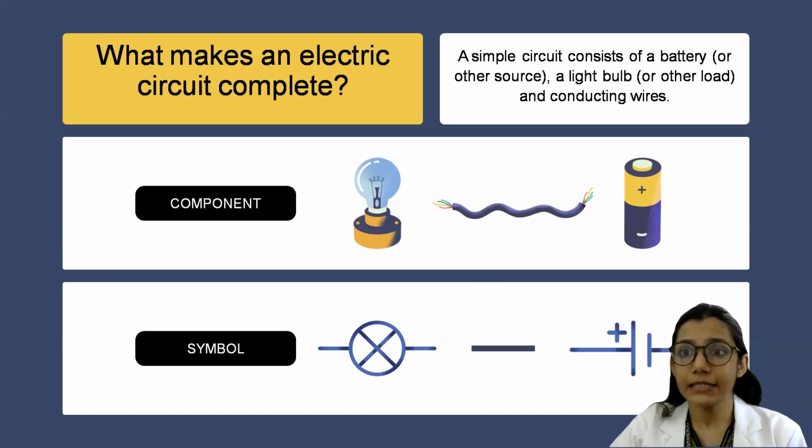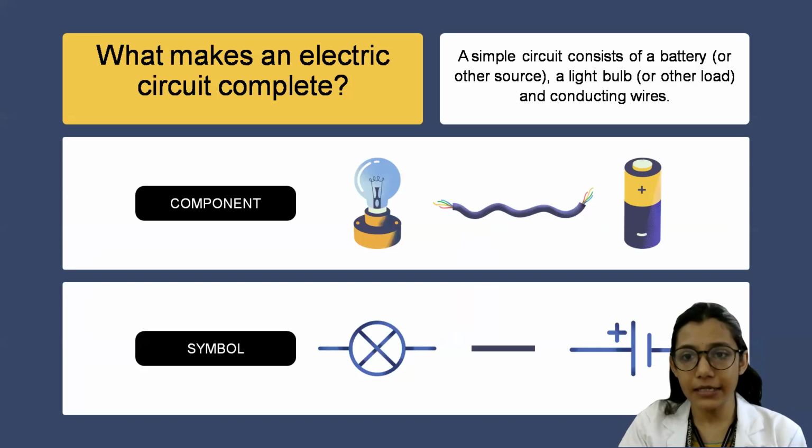The next is conducting wires. To connect both of these, we require a wire. And why conducting? We cannot use a material which is not conducting electrons. Henceforth, we require conducting wires. So these are the three main components which are required to complete the electric circuit.